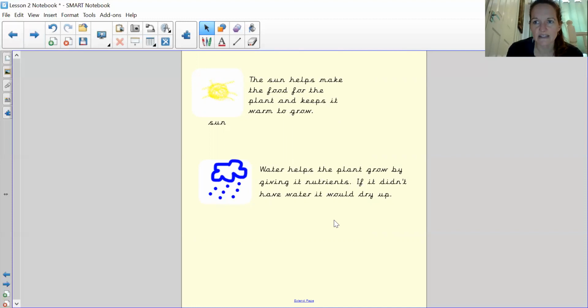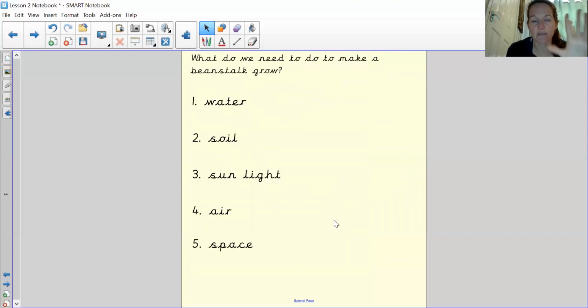So that's your task, is to write down or tell me the 5 things that a plant needs to grow and explain why. Now, if you put those on Tapestry, then I'll be able to check them and I'll be able to know that you'll be ready to help grow our beanstalk.